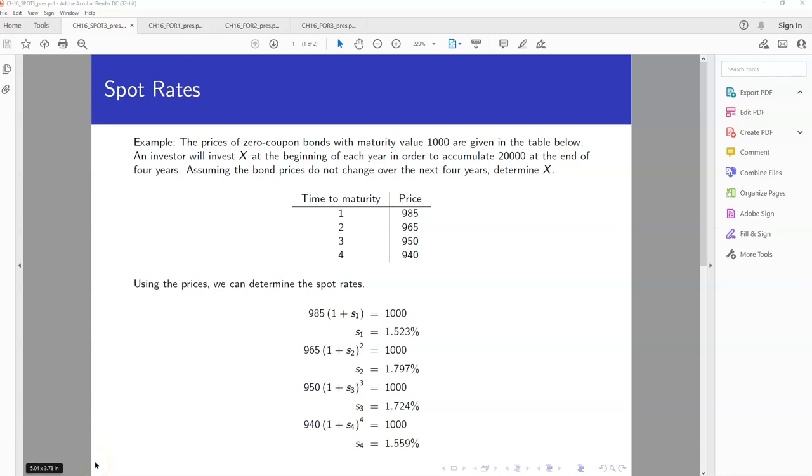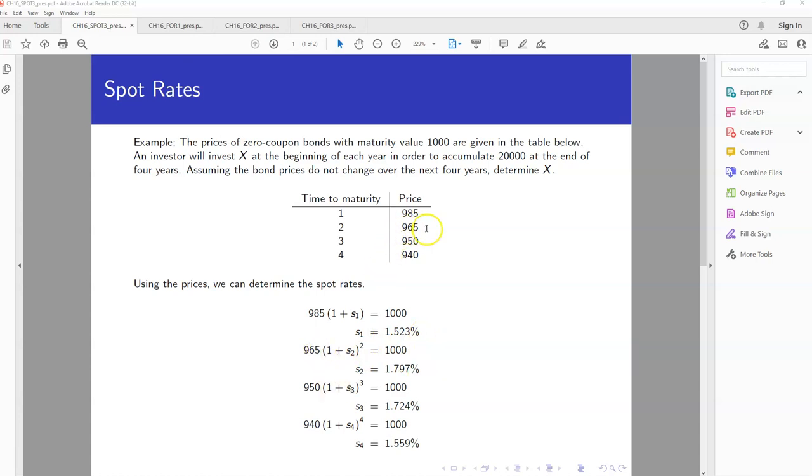In this video, we're going to use prices of zero coupon bonds to calculate spot rates. So notice we are given the terms of some zero coupon bonds and the price of a $1,000 zero coupon bond in each case. Now remember, the individual spot rates are the yield to maturity for zero coupon bonds with that same term. So if I know that the price is $985 and I know it's supposed to mature at $1,000, then when I take the $985 and multiply it by the accumulation factor, the spot rate for 1 year, I have to get 1,000. So if I solve that equation, I can get what S1 is.